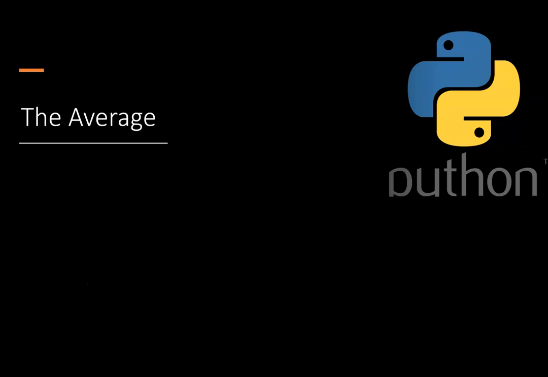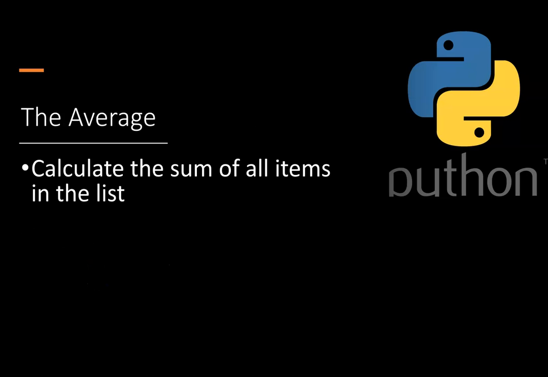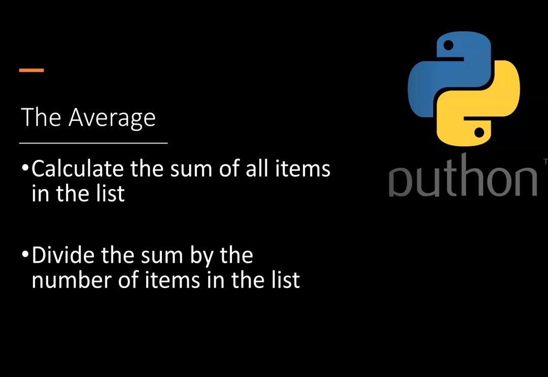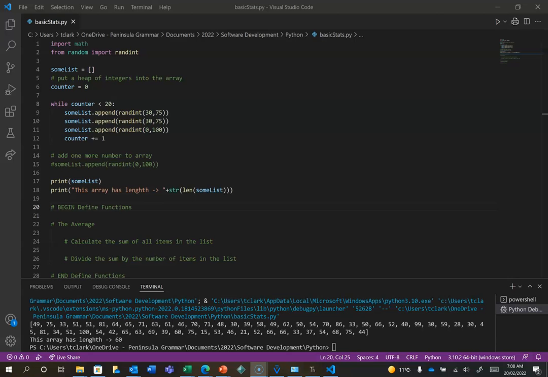The average is calculated by calculating the sum of all of the items in the list and then dividing the sum by the number of items in the list.